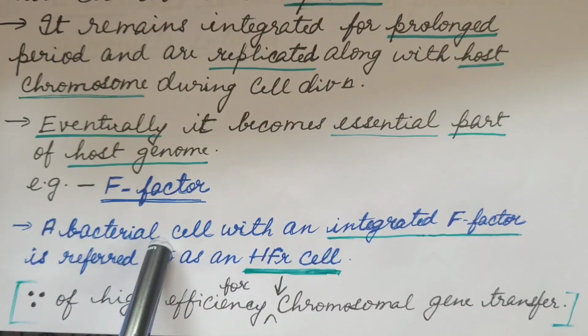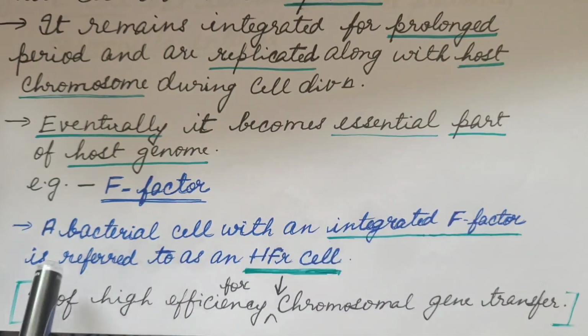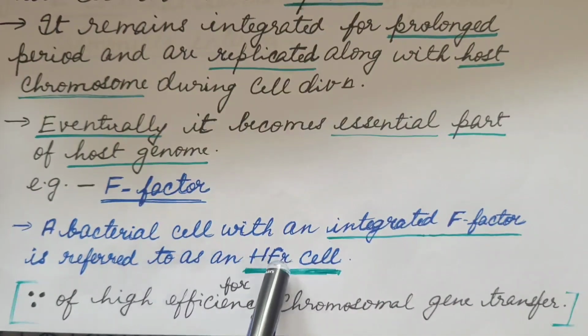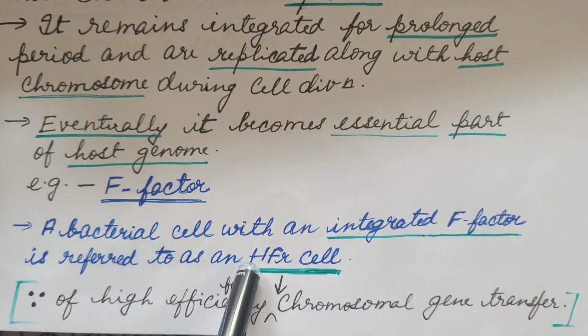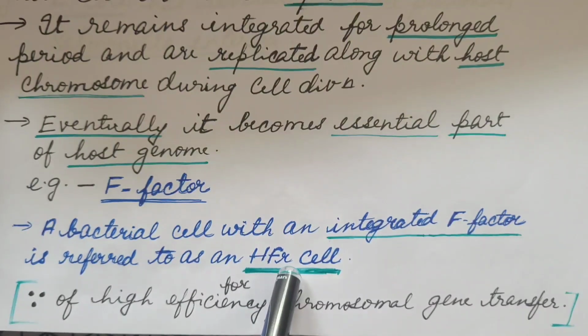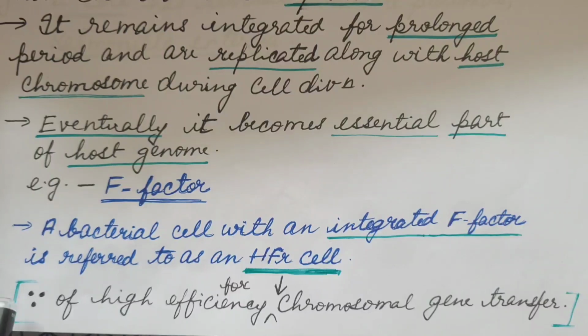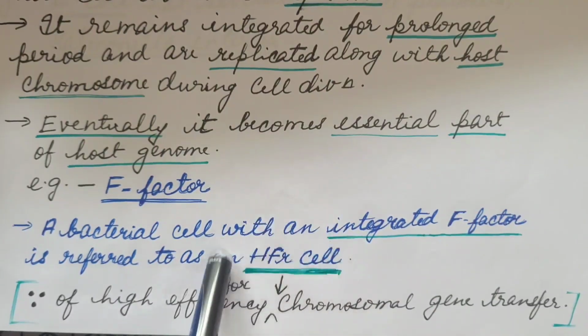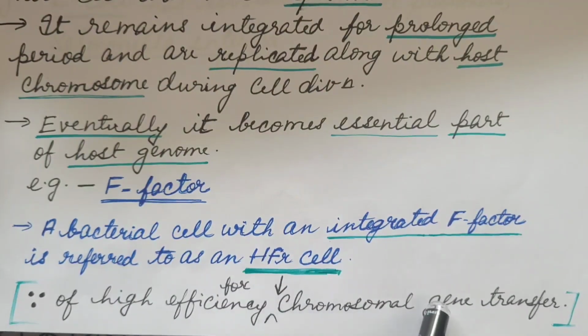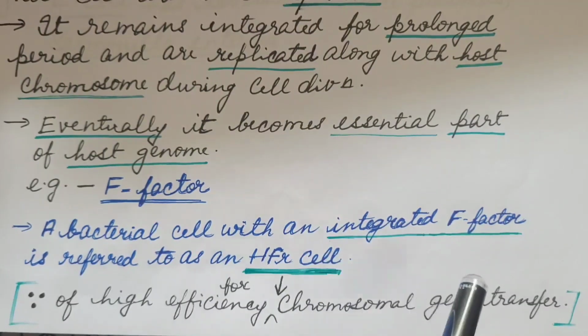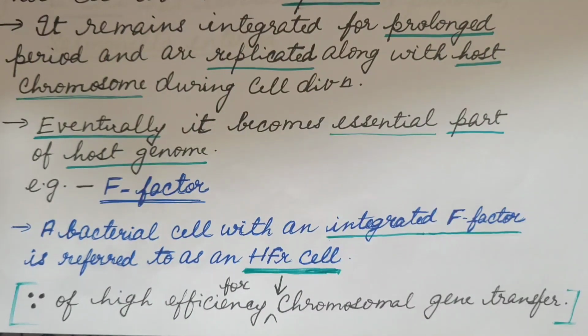This F factor we have already discussed. A bacterial cell with an integrated F factor is referred to as an HFR cell. Full form, high frequency recombinant cell. This is because of high efficiency for chromosomal gene transfer. So, in HFR cell, chromosomal genes are transferred from donor to recipient with high efficiency. This we will discuss in detail in bacterial conjugation topic.